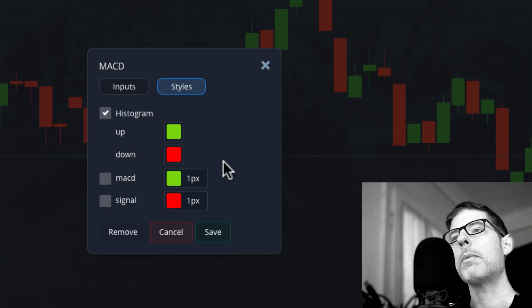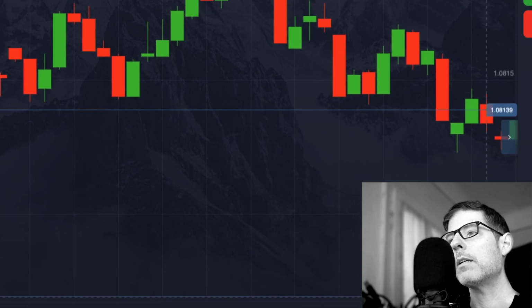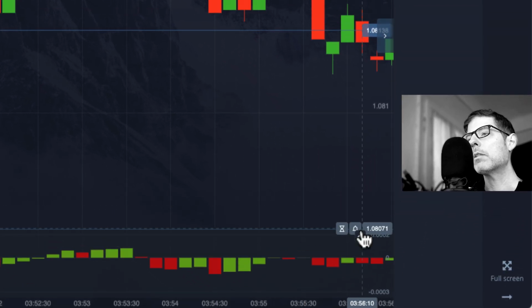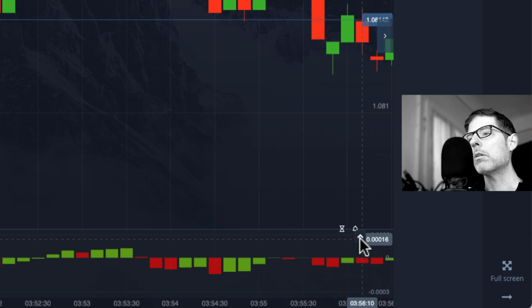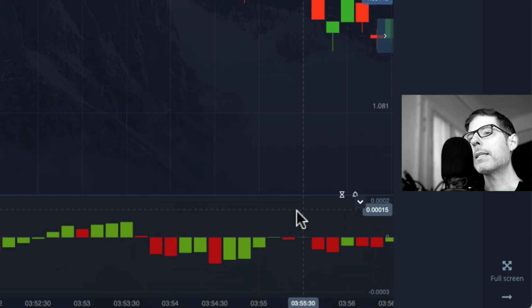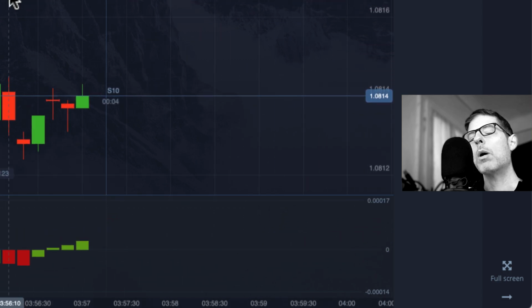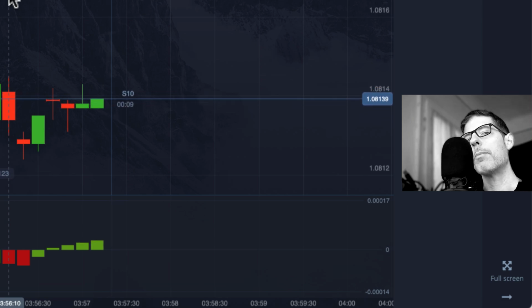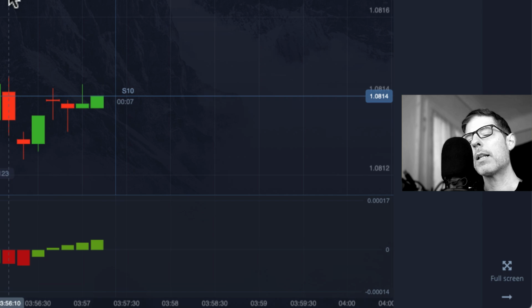Over on the styles menu, uncheck MACD and uncheck the signal. So you only have the histogram selected. Go ahead and click on save, expand the indicator down here at the bottom of the chart. Just hover your mouse over here on this little arrow. Make that a little bit larger. And what we're going to be doing, we're going to be placing our focus on the bars inside of the MACD indicator.